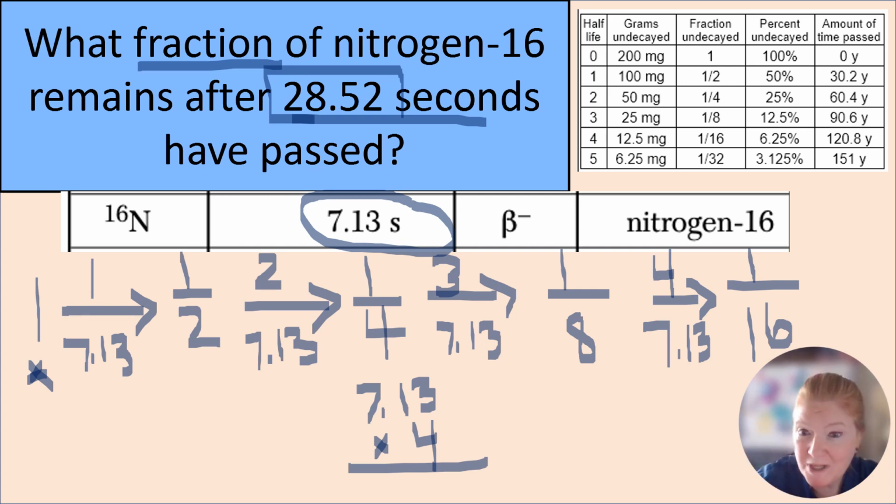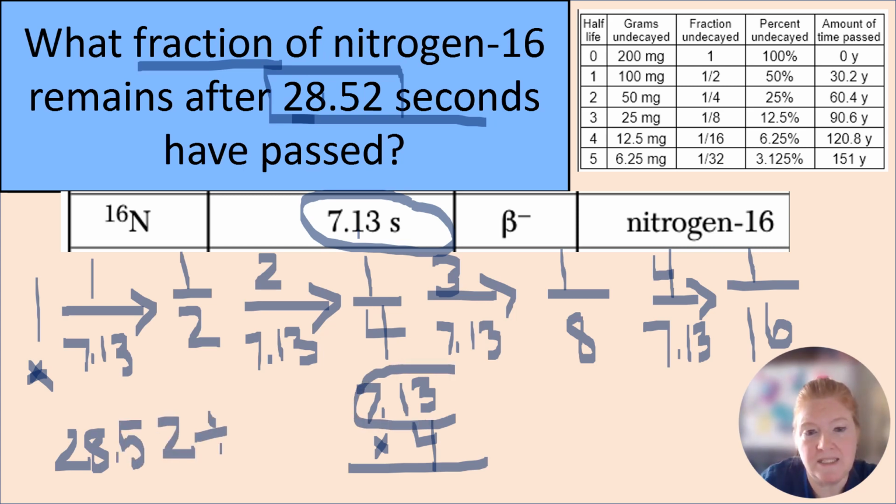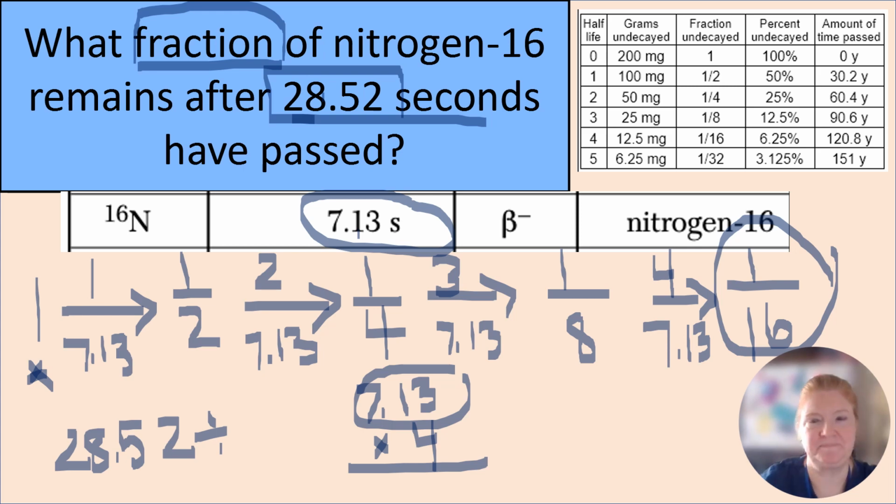Now, what I could have done, since I know the half-life and I know how much time has passed, is take 28.52 and divide it by 7.13. That would have given me how many half-lives passed. And my answer has to be a fraction, so I had to use all of these. So what fraction is left? 1/16.